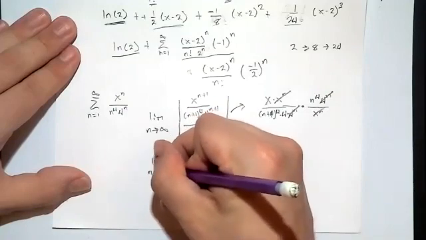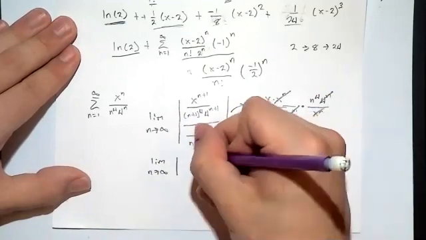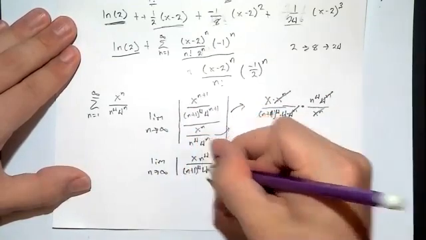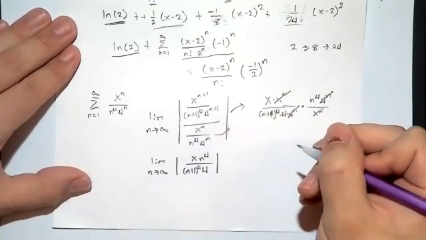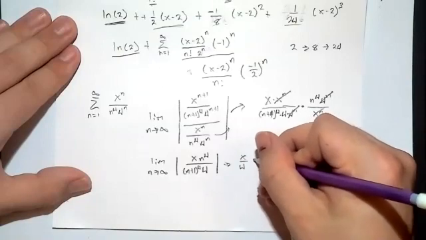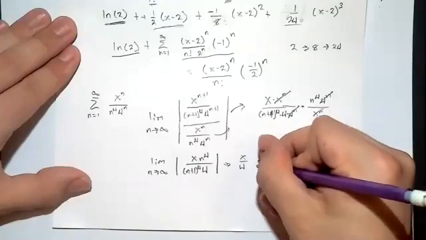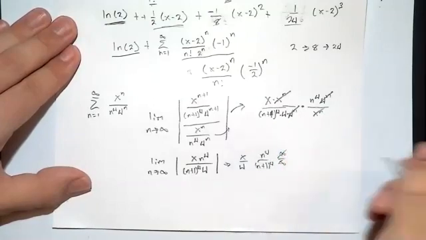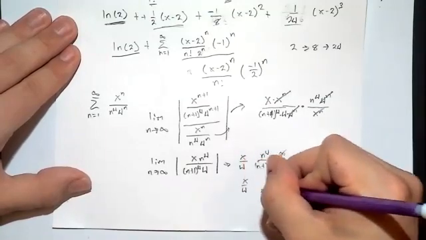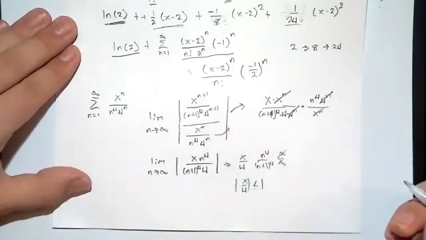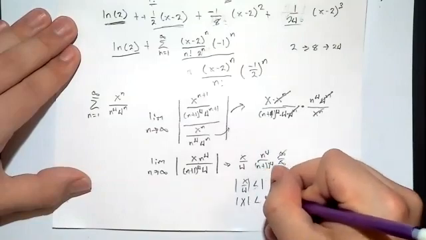Then you're left with the limit as n goes to infinity of x times n to the fourth over n plus 1 to the fourth times 4. So with this, you have x over 4. You can look at n to the fourth over n plus 1 to the fourth as infinity over infinity, or in the simpler way, you can just cancel those out. So then you have the absolute value of x over 4 must be less than 1, not less than or equal to. That means the absolute value of x must be less than 4.